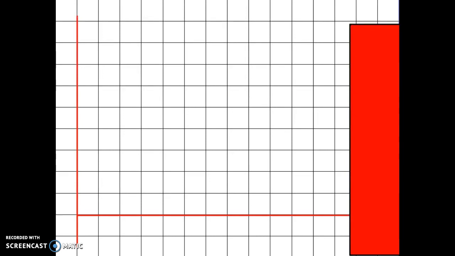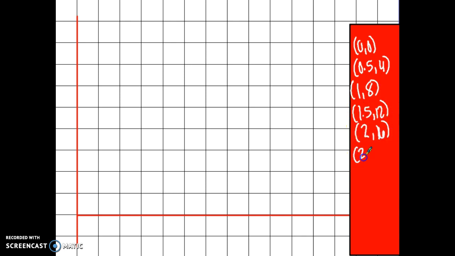I have 0, 0, 1/2, 4, 1, 8, 1.5, 12, 2, 16, 2.5, 20. Label your X and your Y axis. The X axis is going to represent hours, and the Y axis is going to represent miles.